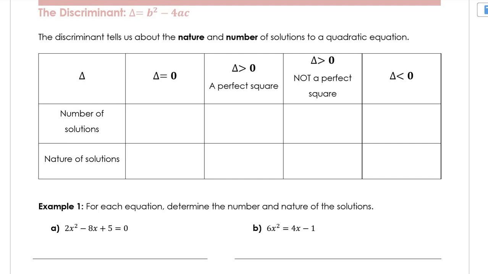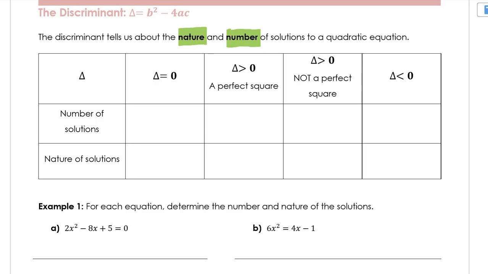Everyone, today we're going to be focusing on the discriminant in a quadratic equation, so b squared minus 4ac. And what I love about the discriminant when it comes to quadratics is how much this actually tells us about the quadratic itself. Now, the discriminant tells us two really big things, and that is the nature of solutions in a quadratic equation, as well as the number of solutions to a quadratic.